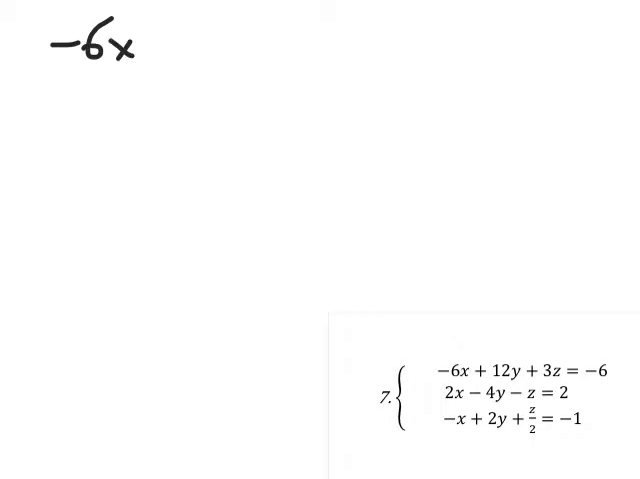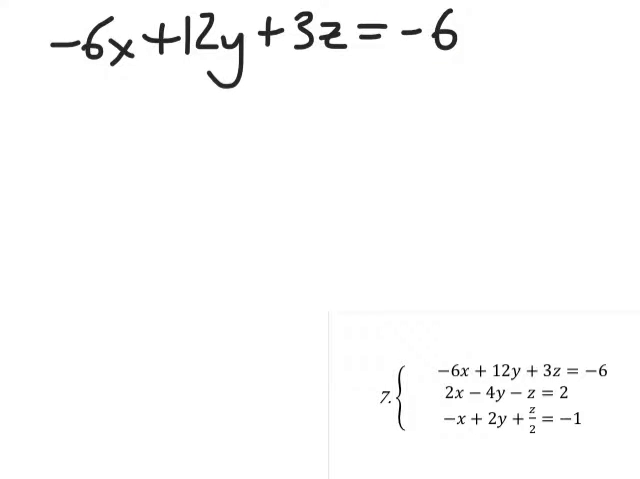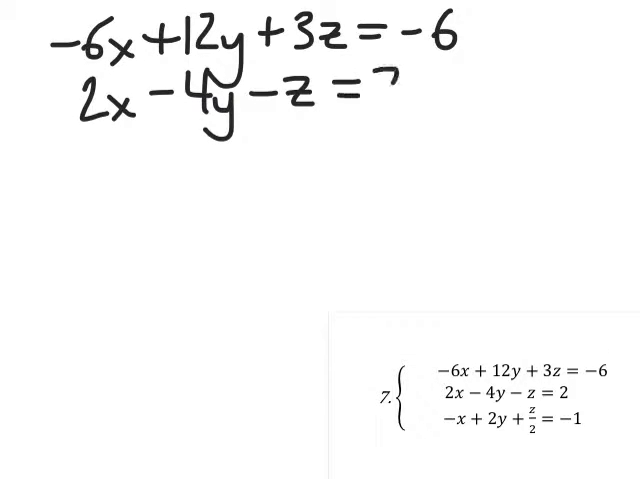I've got a negative 6x plus 12y plus 3z equals negative 6. And then the second one is 2x minus 4y minus z equals 2. Alright, well, I've got to choose which variable I want to eliminate. That will give me a new equation that I can work with. And I'm going to go ahead and choose to eliminate the x's.